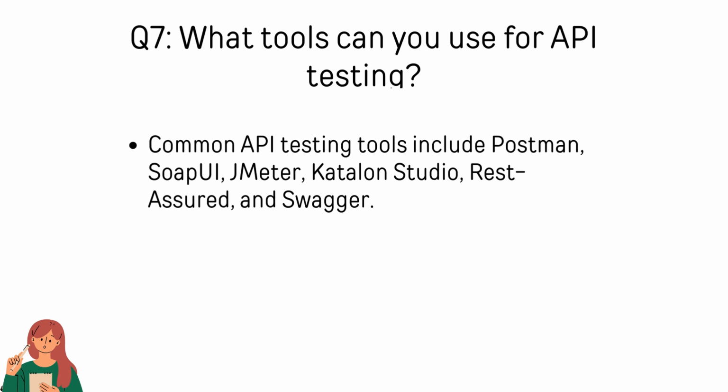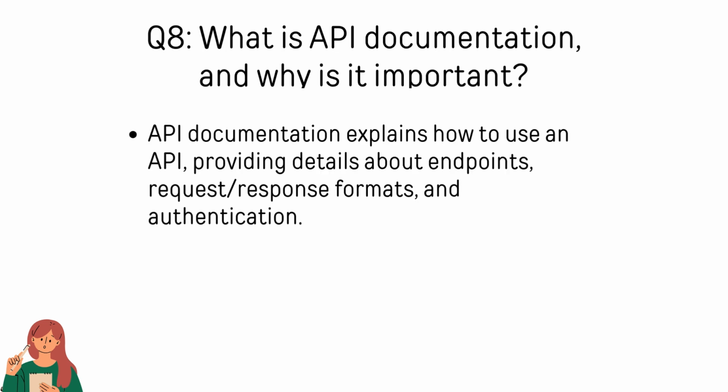Next question 7. What tools can you use for API testing? Common API testing tools include Postman, SoapUI, JMeter, Katalon Studio, Rest Assured, and Swagger. Question 8. What is API documentation and why is it important? API documentation explains how to use an API, providing details about endpoints, request and response formats, and authentication.